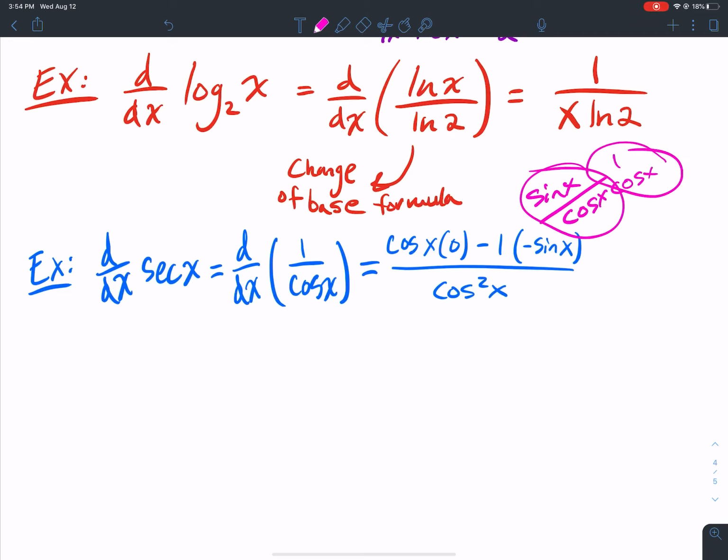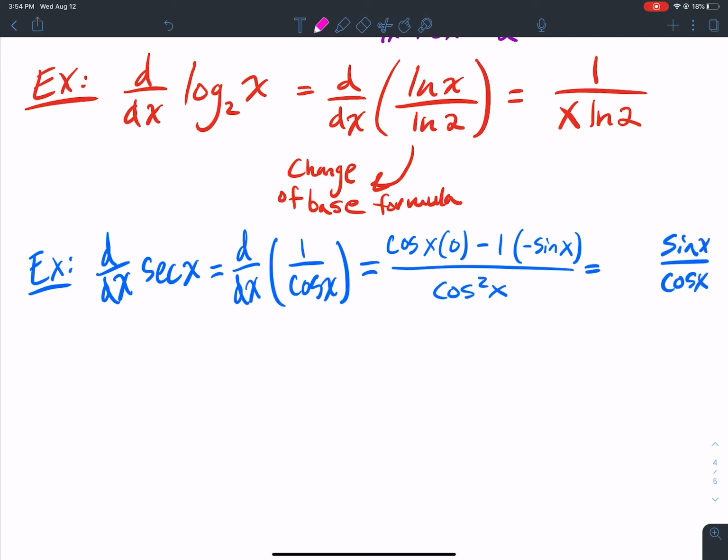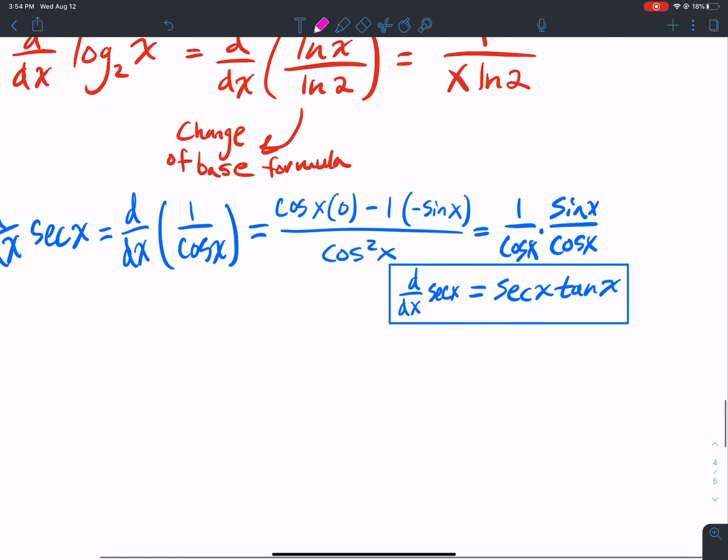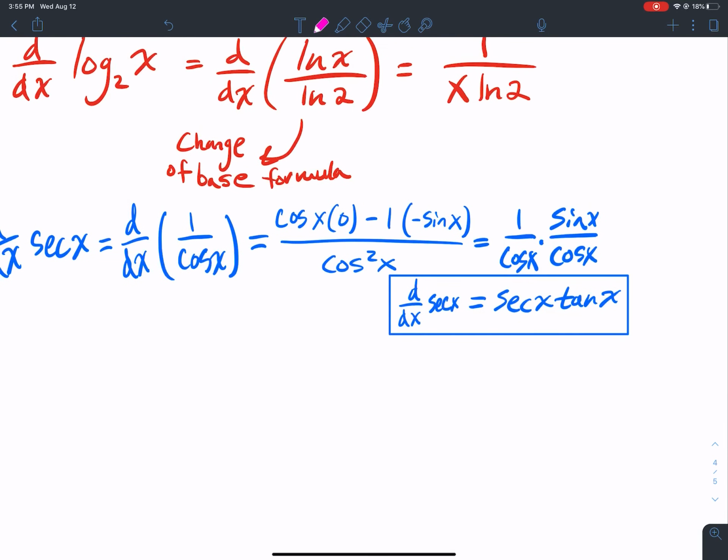The other cosine pairs with a 1, and I can simplify this to something that may look a little bit more familiar to you. So this would be secant, 1 over cosine, times tangent, sine over cosine. Okay, so the derivative of secant is secant tangent.